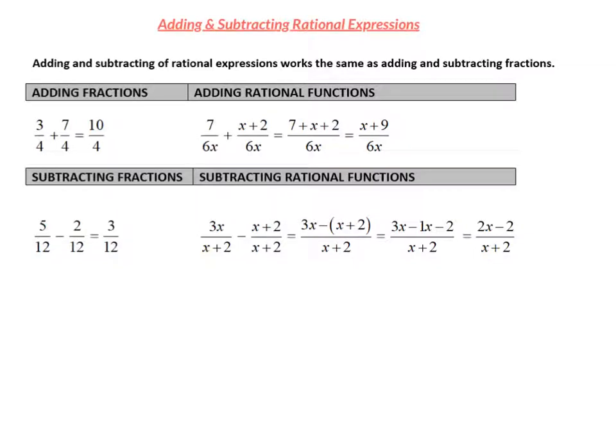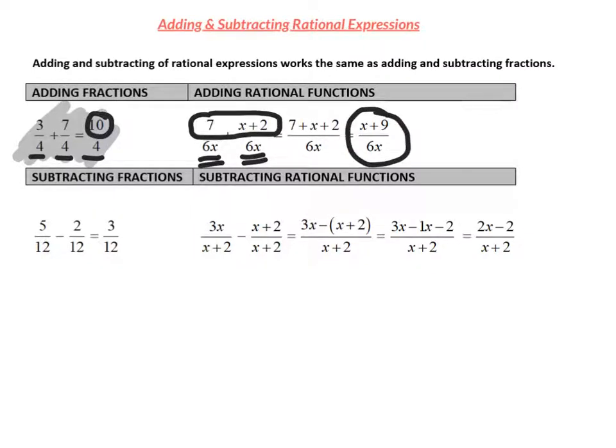Like all the other topics, we're going to learn about adding and subtracting, and the way we add and subtract fractions is exactly the way we're going to add and subtract rational expressions. So here we learn, of course, when you have a common denominator, you just keep the bottom the same and you add the top. Notice here, we have 6x, both are the same. So we are going to add the top, and so we get x plus 9 over 6x.